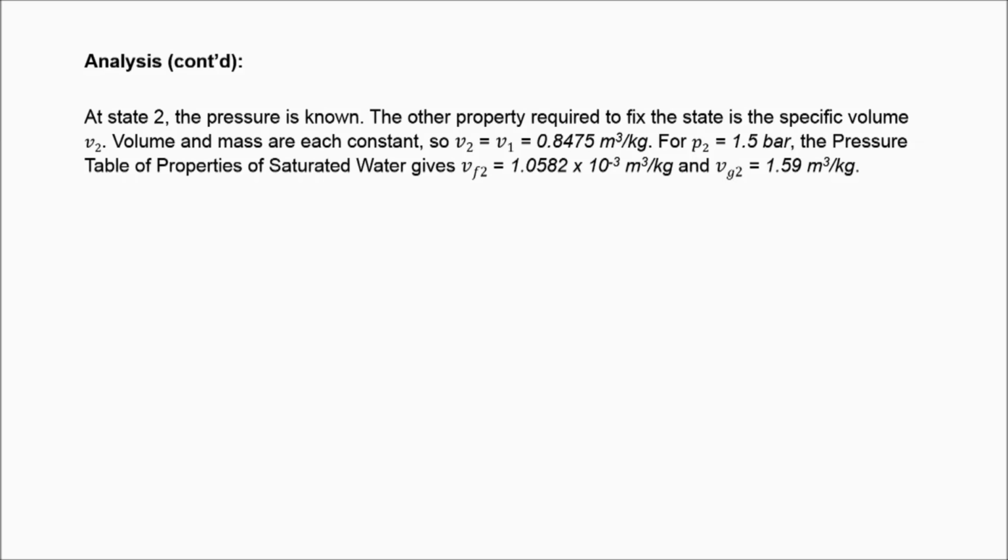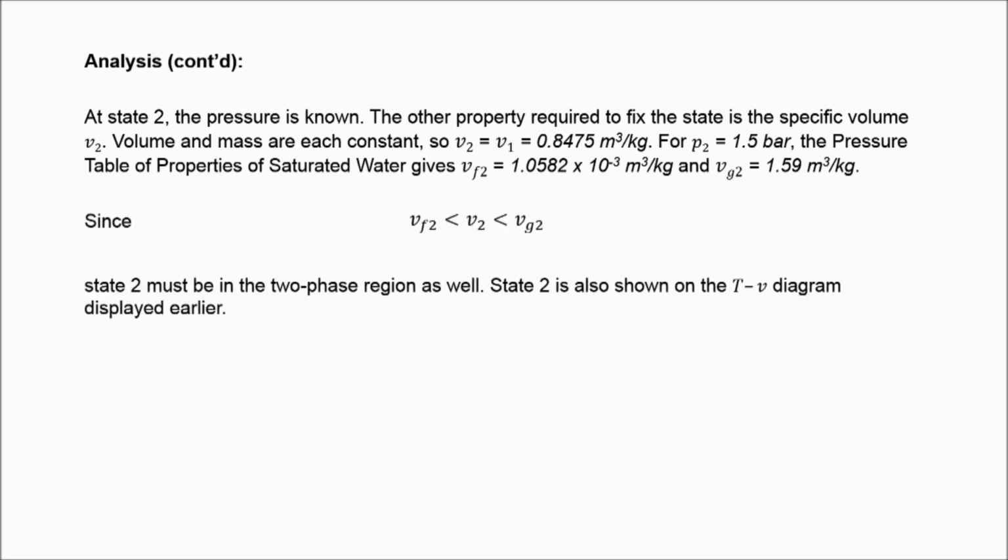For p2 equal to 1.5 bar, the pressure table of properties of saturated water gives us vf2 equal to 1.0582 × 10^-3 cubic meters per kilogram, and vg2 equal to 1.159 cubic meters per kilogram. Since v2 is clearly between the liquid and vapor values, state 2 must be in the two-phase region as well, as was shown earlier on the Tv diagram.